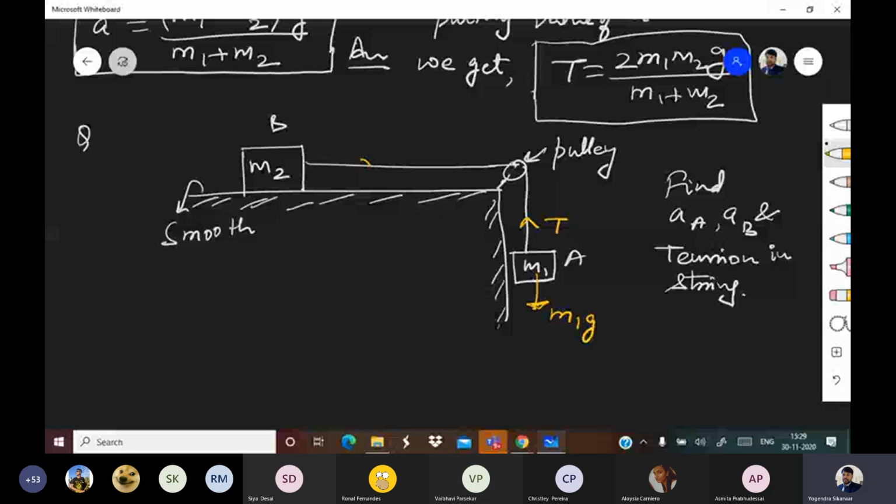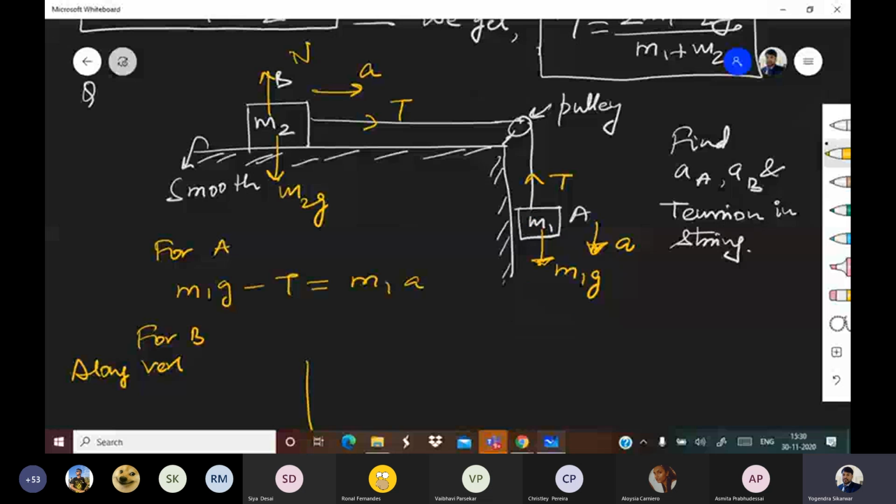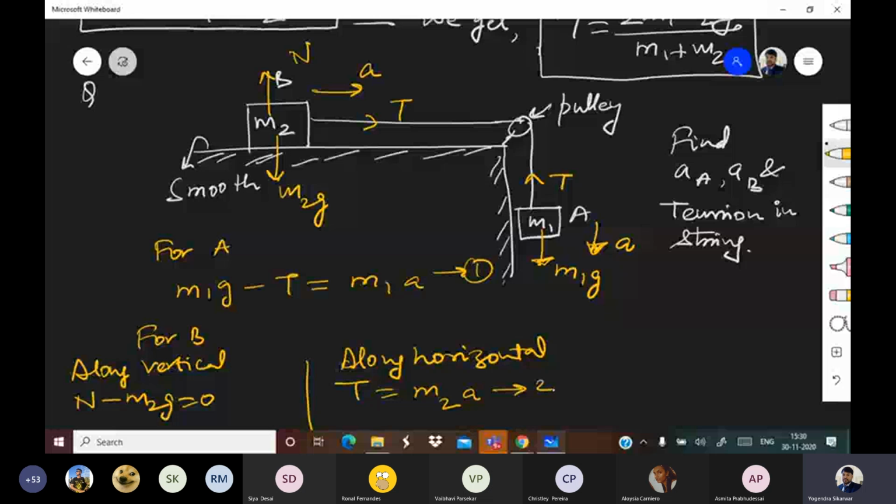Okay, now for B, there can be two cases. One is along vertical. So along vertical, what you can see is N minus M2G is equal to 0, which is a useless equation. Along horizontal, what you can see is T is equal to M2 into A. So this is equation 1, this is equation 2.